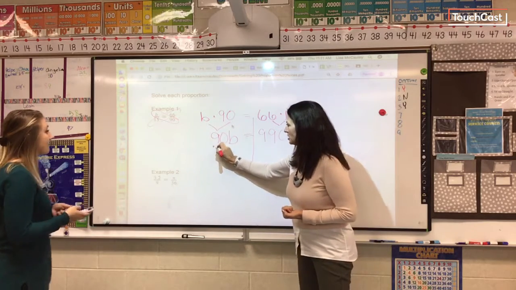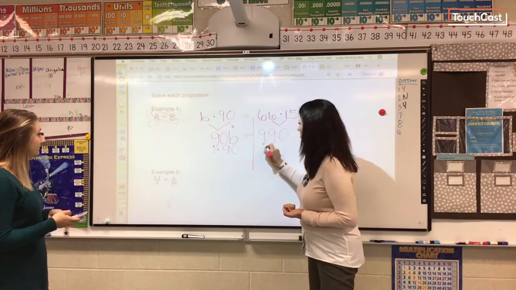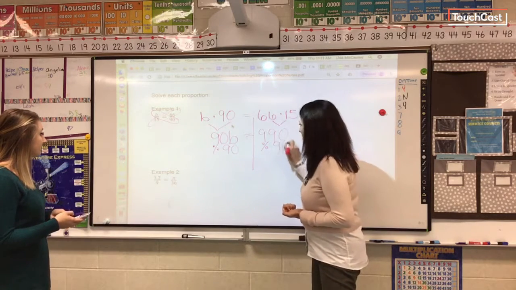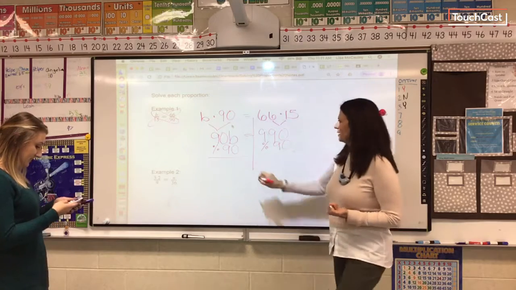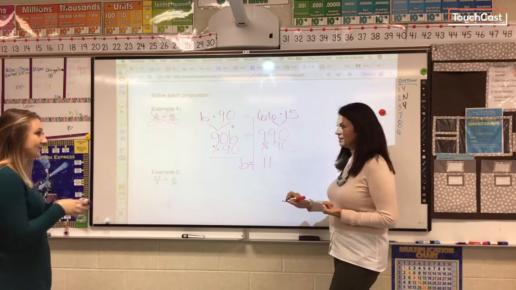So it's a one-step equation at this point. We would divide because it's a multiplication equation. Whatever you do to one side, you must do to both. 990 divided by 90 is? 11. So B is equal to 11.